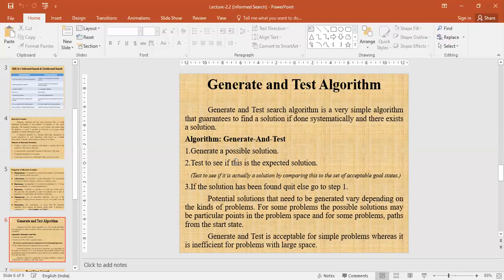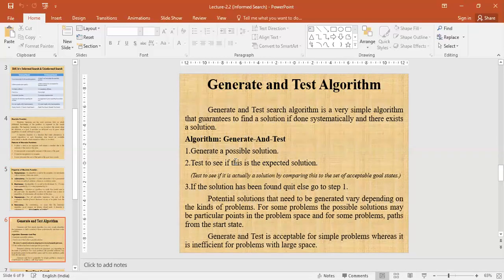Generate and test property. Test algorithm. Generate and test algorithm. In the generate and test technique, generate will create possible solutions and the tester will evaluate each proposed solution, either accepting or rejecting that solution.